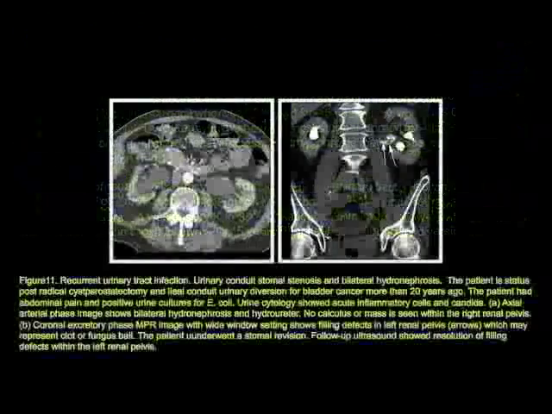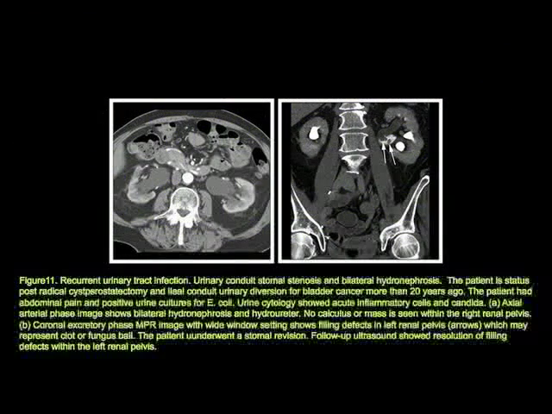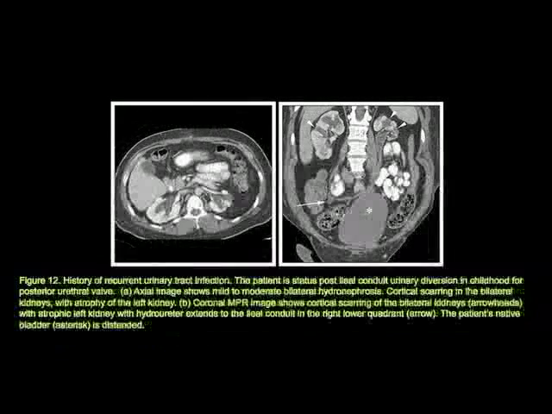Nice example of dilated renal pelvises bilaterally, with filling defects in the left renal pelvis, which represent clot or fungus ball. This was infection. The patient was treated and did fine. Or this example, another case of recurrent urinary tract infection. Look at the loss of cortex in the left kidney. Again, these patients are at risk for these complications and so need to be monitored very carefully.